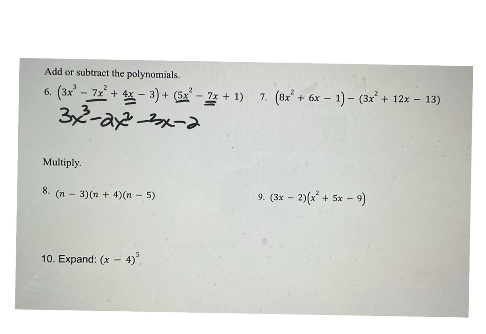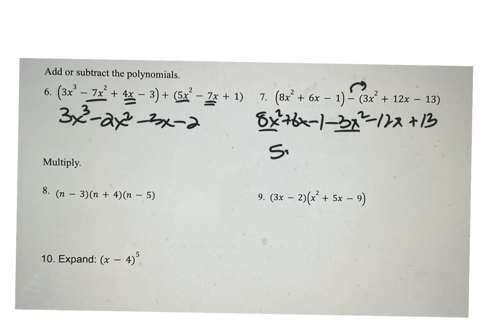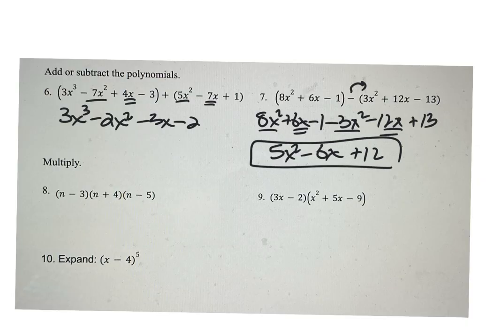Number 7, we talked about two ways to do this one. I'm always going to go on the safe side. That minus sign right here in the front of the parentheses is going to change all the signs inside. So I'm going to change all those signs. Now I'm going to add what I can. So I have these 2x squared. That's going to be a 5x squared. I have a 6x and a negative 12x. That's negative 6x. And I got a negative 1 and a 13, which leaves me a positive 12.